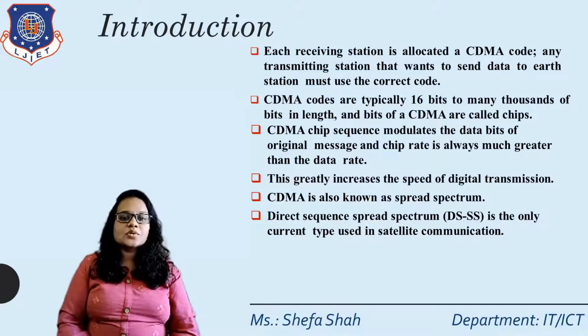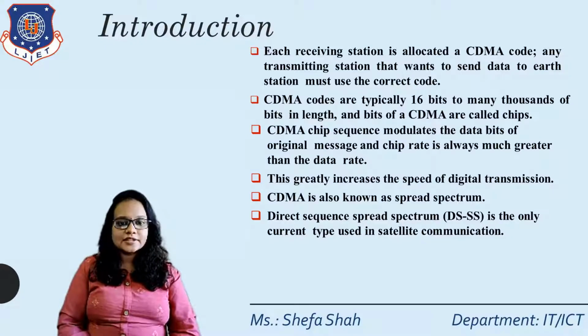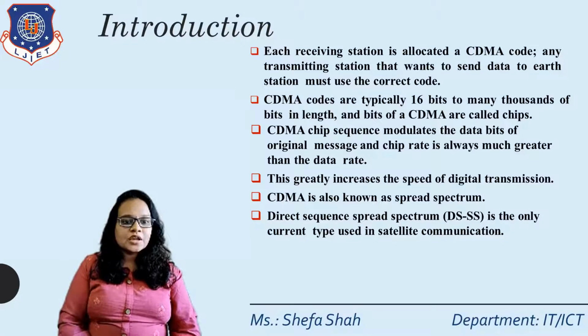Now, CDMA codes are typically 16 bits to many thousands of bits in length, and the bits of a CDMA code are called chips. Now, the CDMA chip sequence modulates the data bits of the original message, and the chip rate is always much greater than the data rate. And this increases the speed of the digital transmission.